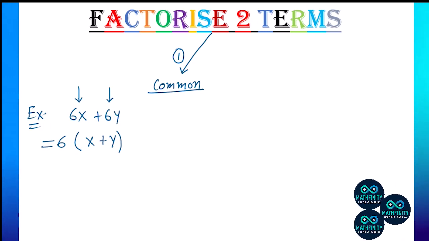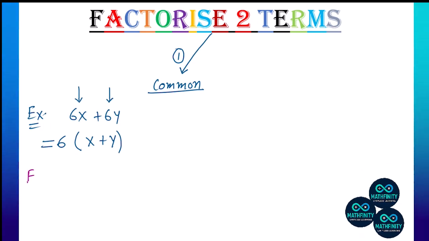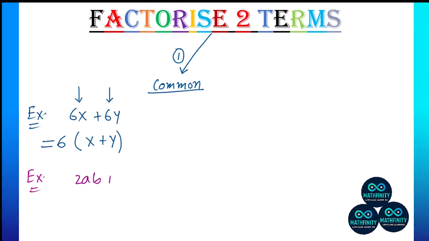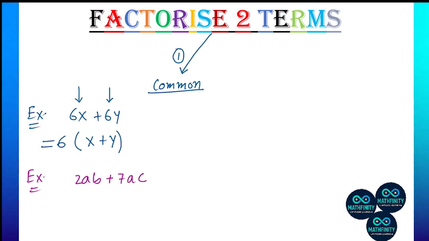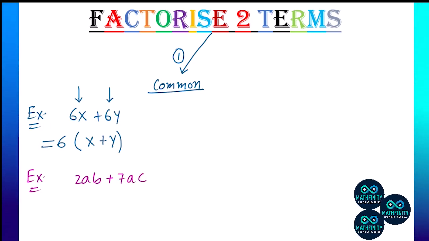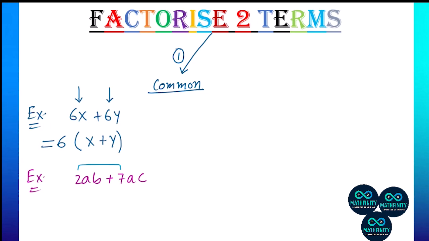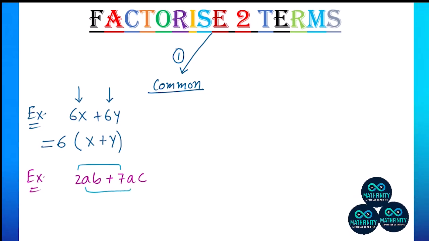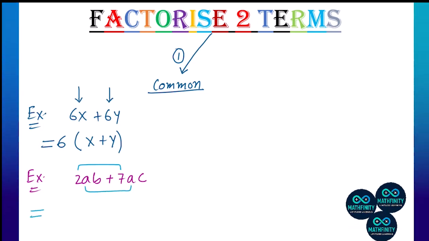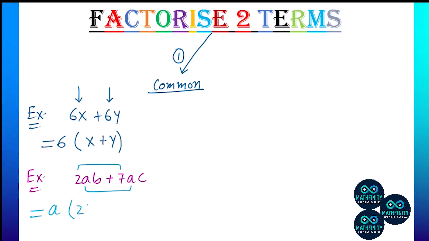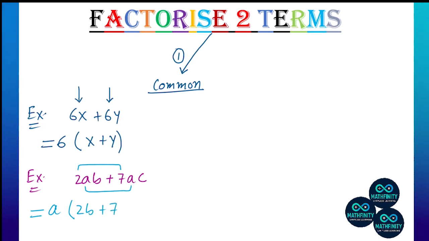Sometimes you will see the number is not common but the variable is common, like 2ab plus 7ac, and the question is the same, factorize. So first always think what number is common. If there is no number common, then think what variable is common between them. So a is common, we take out a outside, and what is left inside? 2b plus 7c.